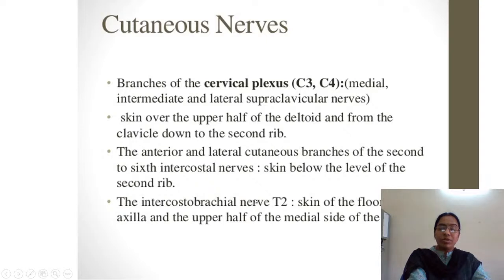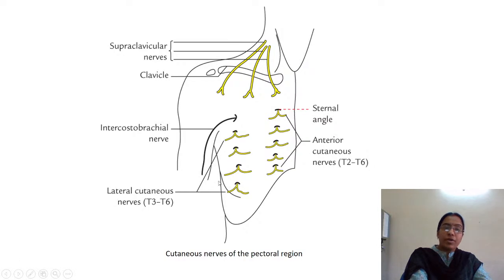There is one more nerve, which is called the intercostobrachial nerve, which is T2, from the T2 intercostal nerve. It supplies the skin of the floor of the axilla and the medial half of the medial side of the arm. So the medial side of the arm is supplied by T2, that is the intercostobrachial nerve. The intercostobrachial nerve supplies the medial side of the arm, the armpit dome of the arm.